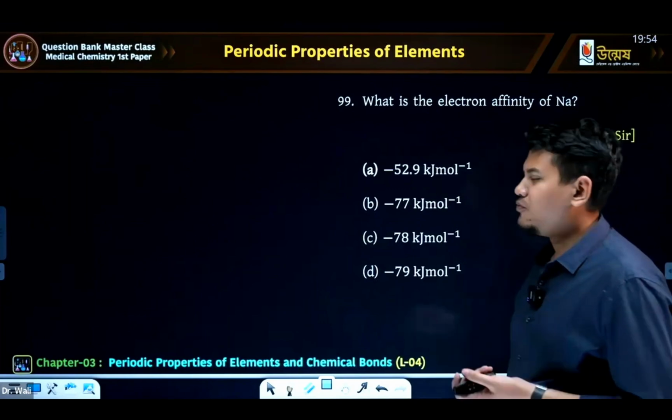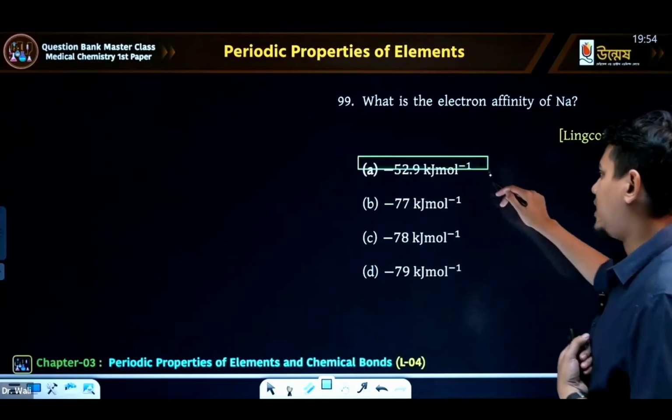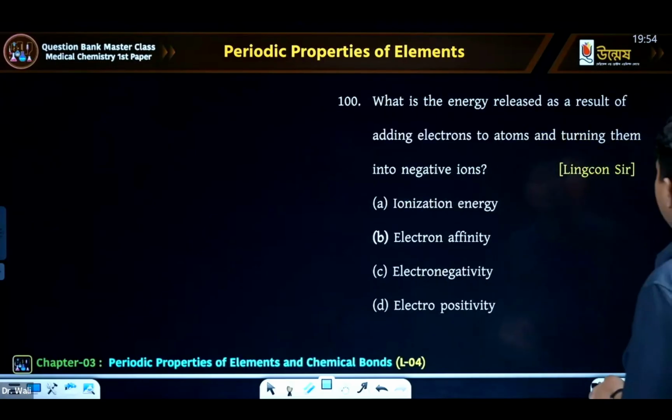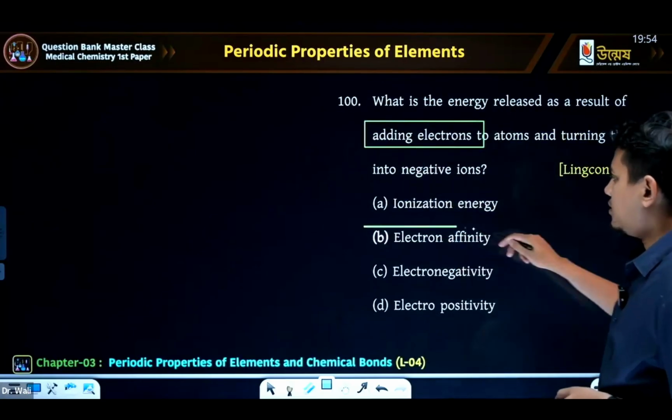What is the electron affinity of sodium? I think we have to remember or memorize this information. It is from the book, which is minus 52.9 kilojoule per mole, but it is not that important. What is the energy released as a result of adding an electron? Adding an electron means electron affinity, okay?